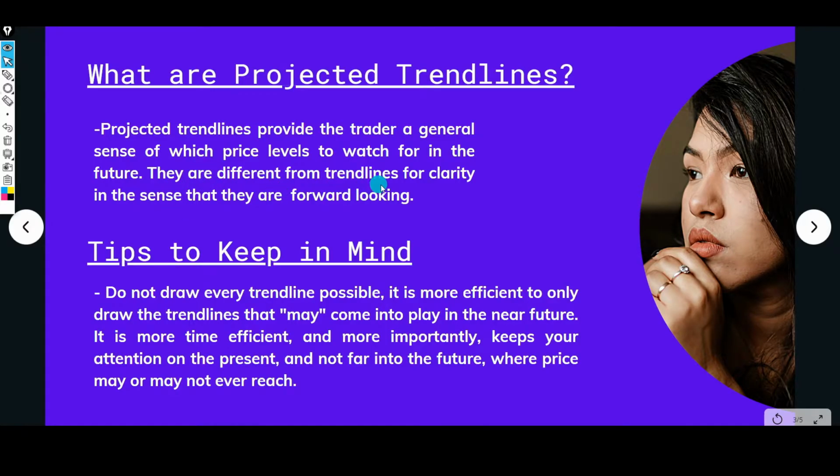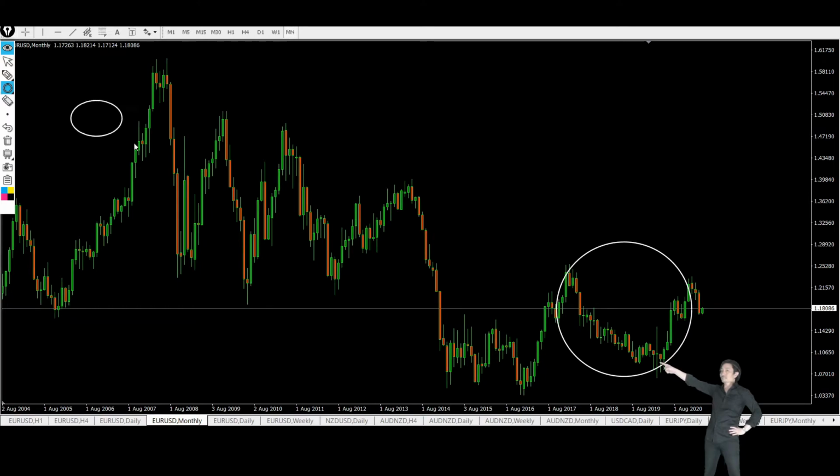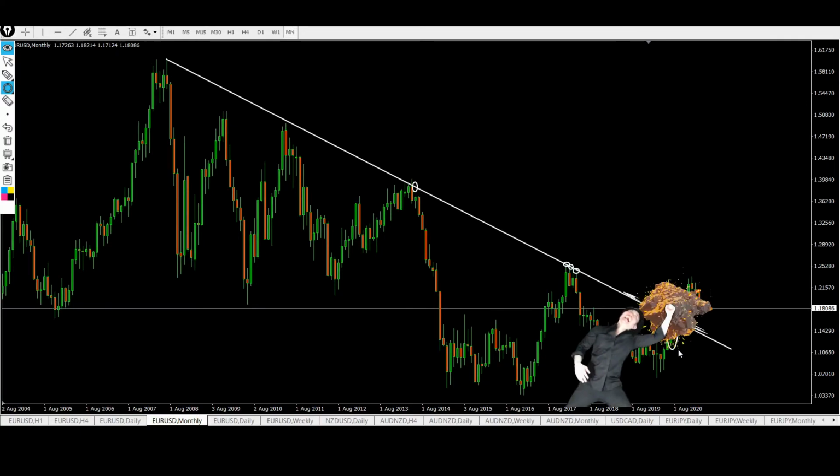Okay, and they are different from trend lines for clarity in the sense that they are forward-looking. So if you recall, trend lines for clarity generally talks about current price and past price. That trend line that we drew in the last lesson from this pivot to this pivot showed us that many people in the past respected this trend line for many years. Moreover, this breakout right here showed us the possibility that currently many people may be long biased at this point. So trend lines for clarity talks about current price and past price.